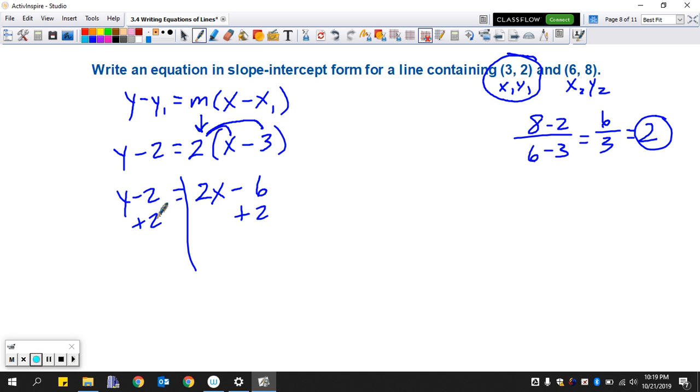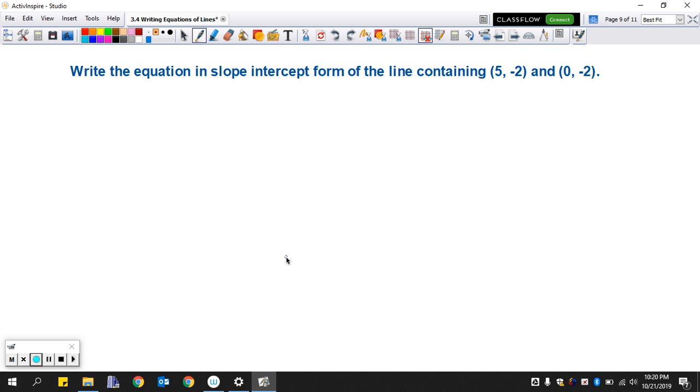Plus 2 plus 2. So y is equal to 2x. Negative 6 plus 2 is negative 4, or minus 4. So our equation is y is equal to 2x minus 4. All right, this next one gives the points 5, negative 2, and 0, negative 2.